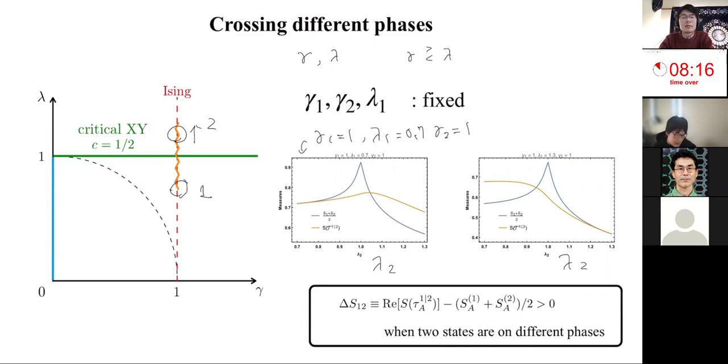I see. So I would say negative values can also be important for some situations, but I don't have a full picture. But yeah, it's very interesting. Okay. Yeah. I see. Thank you very much. Thank you. Okay.